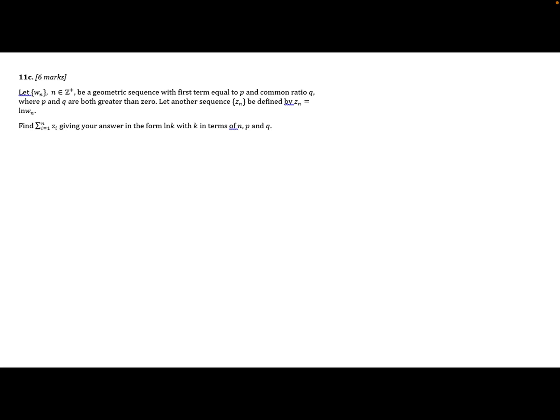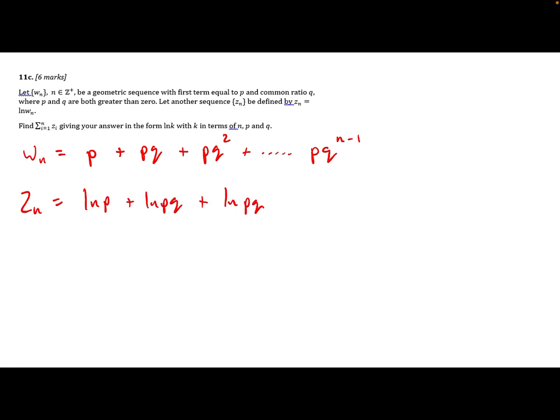So we're told we've got a geometric sequence with first term equal to p and common ratio q. So W_n, we can work out what that's going to look like. It's going to be p plus pq plus pq squared, and so on and so forth, to pq to the power of n minus 1. Okay, that's what W_n will look like. So Z_n is the log of that. Then that's going to be log p plus log pq plus log pq squared, up to log pq to the power of n minus 1.